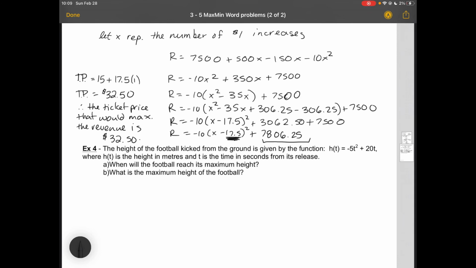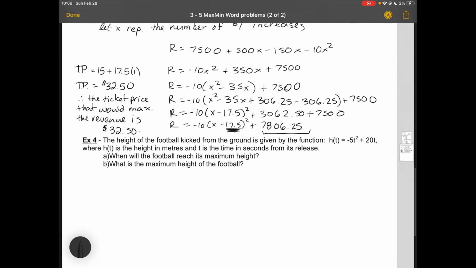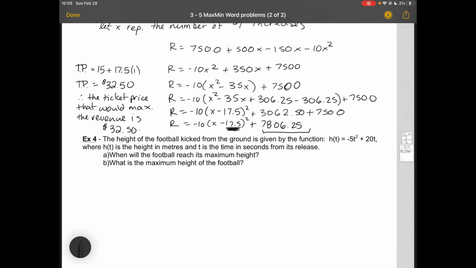The final example is a little bit different. We're talking about the motion, and so sometimes we're interested in some different characteristics. So here we have the height of the football kicked from the ground is given by this function here. We're looking for when will the football reach its maximum height. So this is the x-coordinate of the vertex. And then the second part is what is the maximum height of the football. This is the y-coordinate of the vertex.